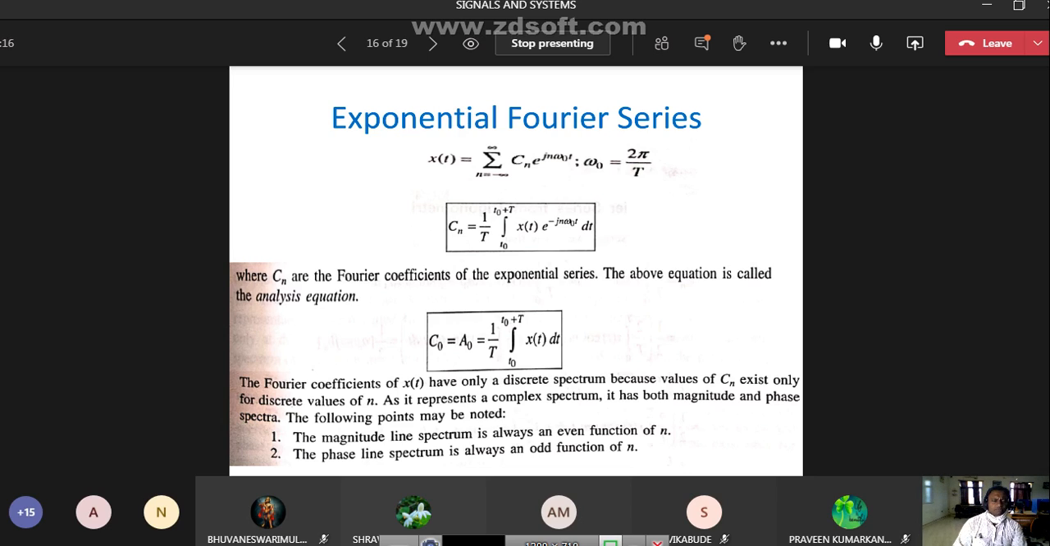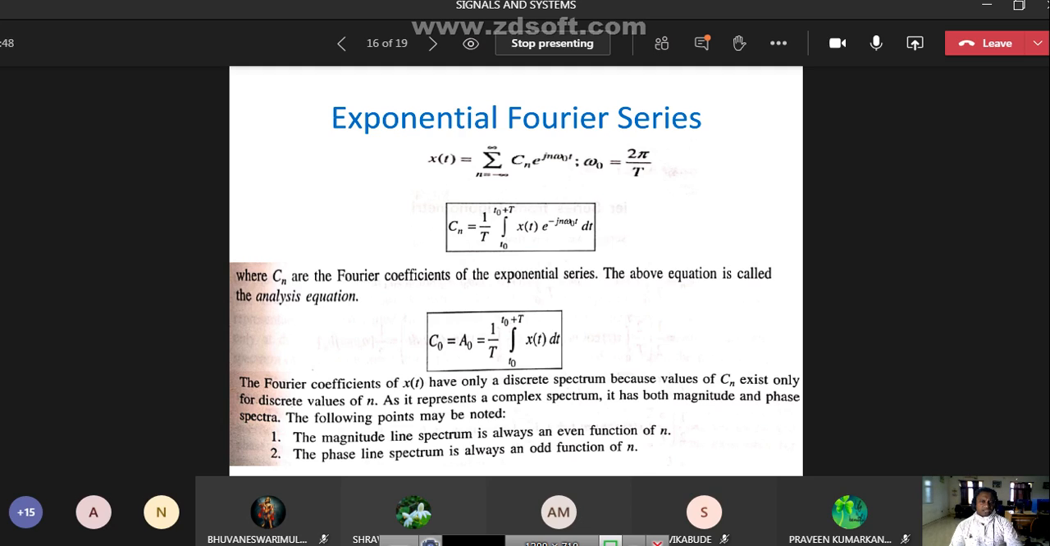Now what we have to do is calculate this cn. What is cn? cn is equal to 1 by T integral t0 to t0 plus T. This is one period, because if you subtract the lower limit from the upper limit, t0 plus T minus t0, it becomes T. So cn is equal to 1 by T integral t0 to t0 plus T x of t e power minus j n omega naught t dt, where cn is the Fourier series coefficient of the exponential series.